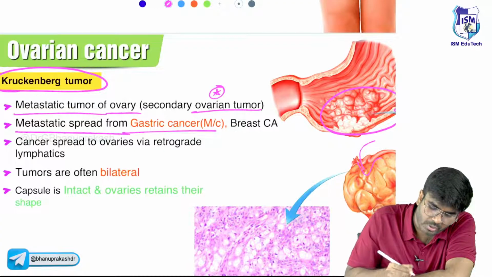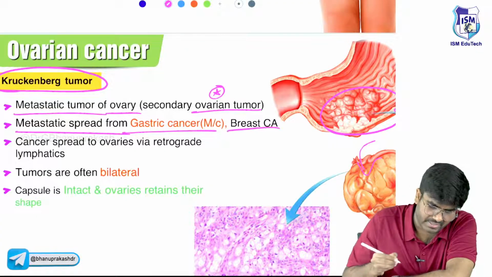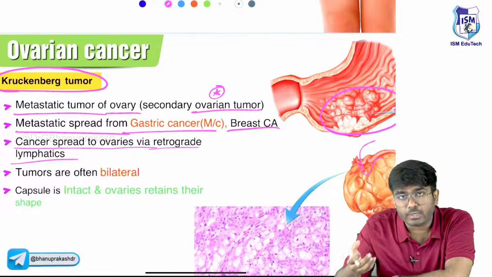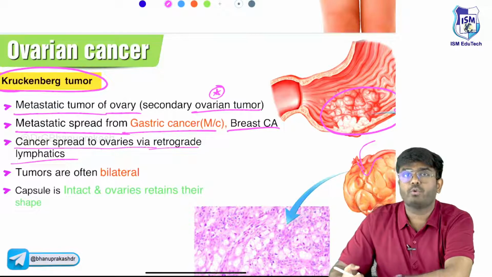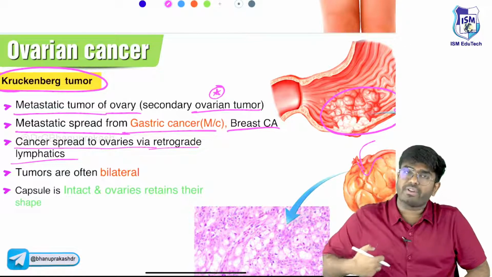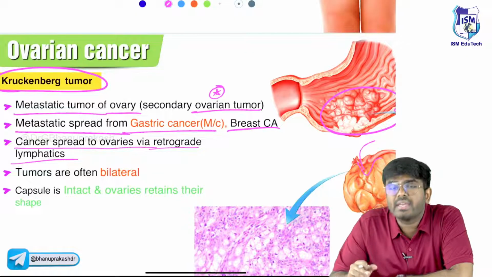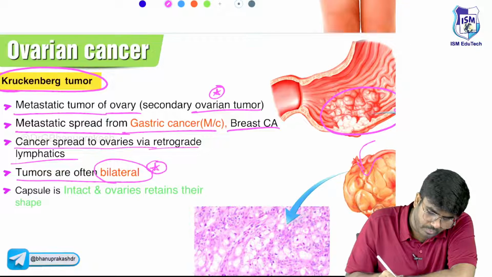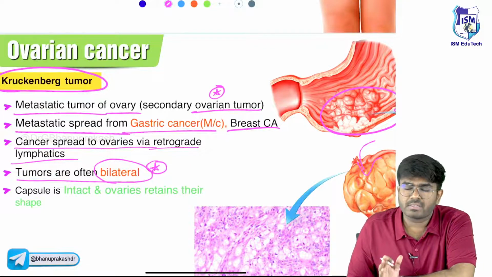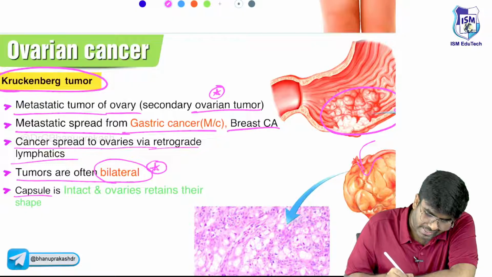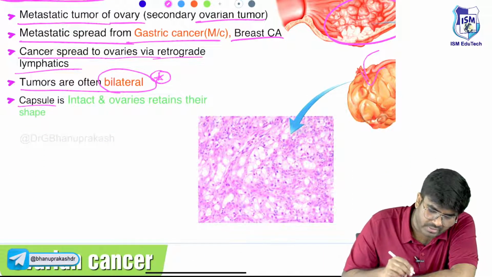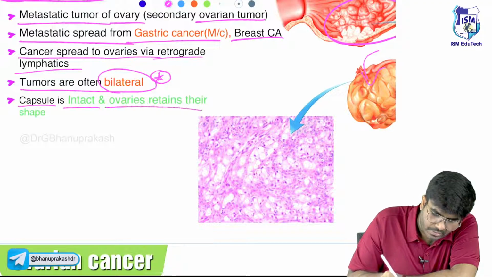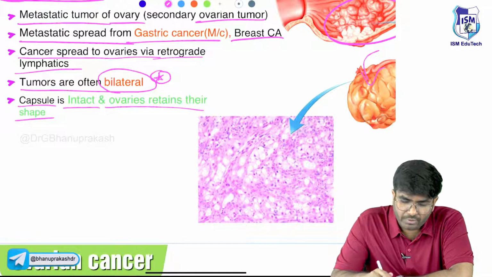Metastatic spread is most commonly from gastric cancer or from breast cancer. So how is the cancer spreading? Cancer spreads to the ovaries via retrograde lymphatics. Via the retrograde route, the cancer is spreading to the ovaries. So this ovarian cancer is called a Krukenberg tumor. Tumors are often bilateral. Most of the time the cancer is going to be seen in both ovaries. There is a capsule. These cancers are going to have a capsule. That's the point which I want you to know.